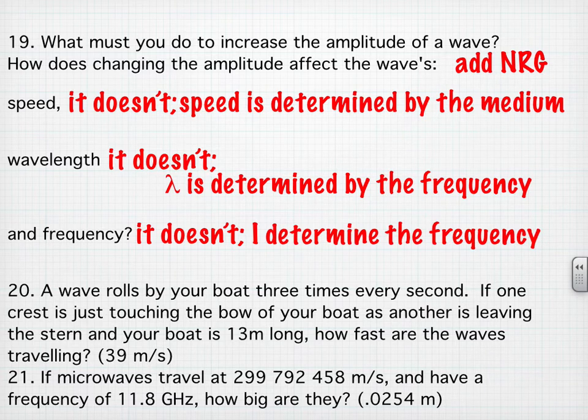Now, in 20 and 21, there are math problems, which means we need a formula. The wave formula is found right here. It's v equals f lambda. V stands for velocity, actually speed. And f stands for frequency, and lambda stands for wavelength. So again, speed is equal to frequency times wavelength. So if you know frequency and wavelength, you'll be able to solve these two problems very easily. Don't care about direction.